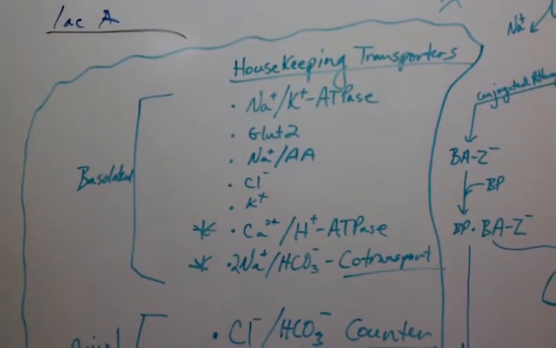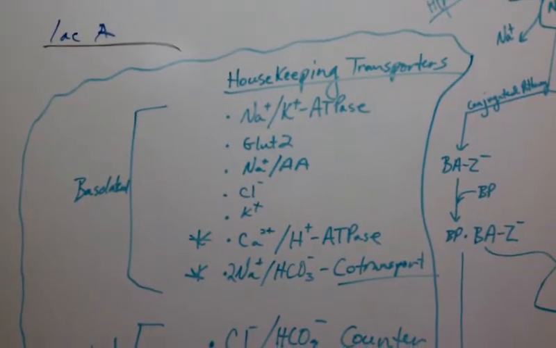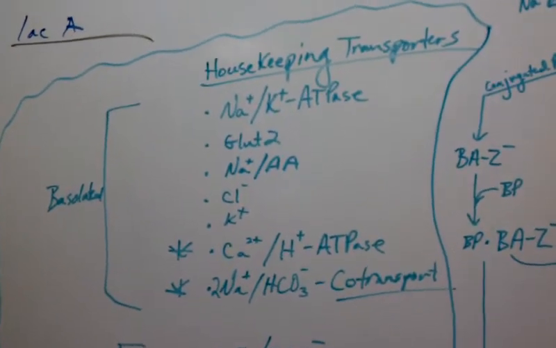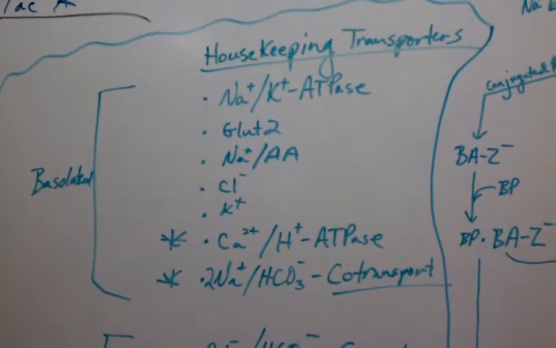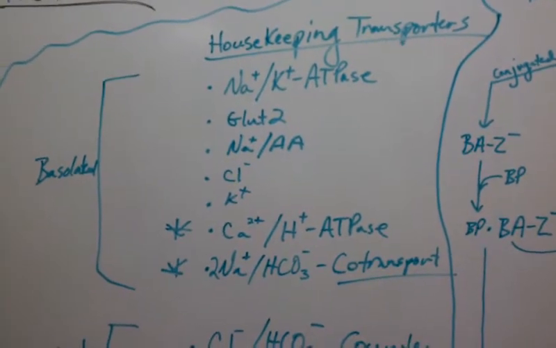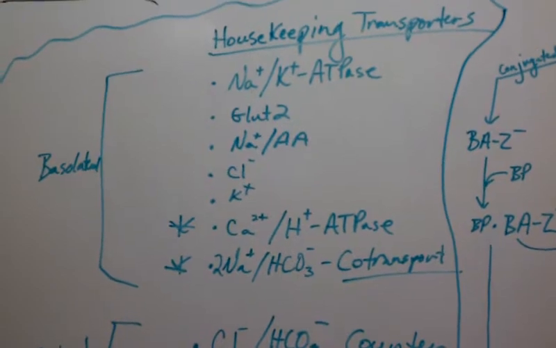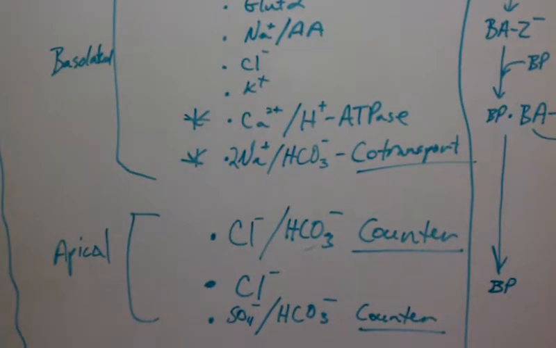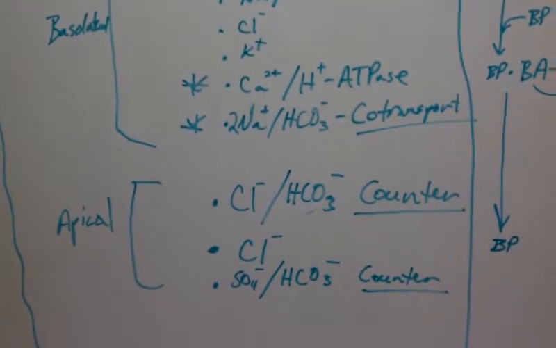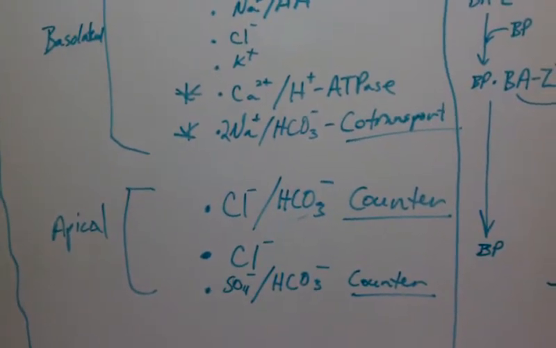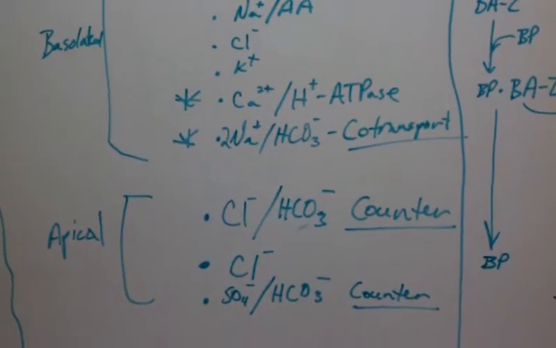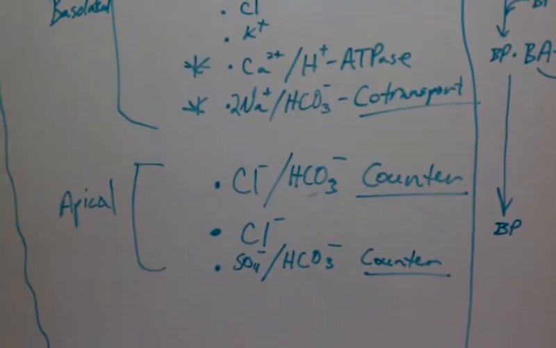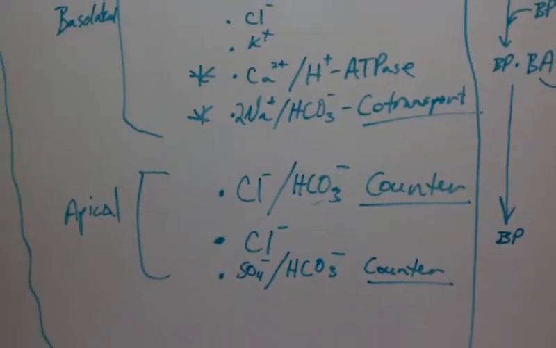So we just have, as you can see here, sodium potassium ATPase, GLUT2, sodium amino acid, chloride ion, potassium ion, calcium hydrogen ATPase, which we haven't seen before, and a double sodium bicarb co-transporter. And then on the apical membrane, our whole purpose is to get bicarb out, because remember, this is the bile duct. So we need some bicarb out. So we're going to get that chloride in to exchange it, and then get that chloride back out so that we can do it again.